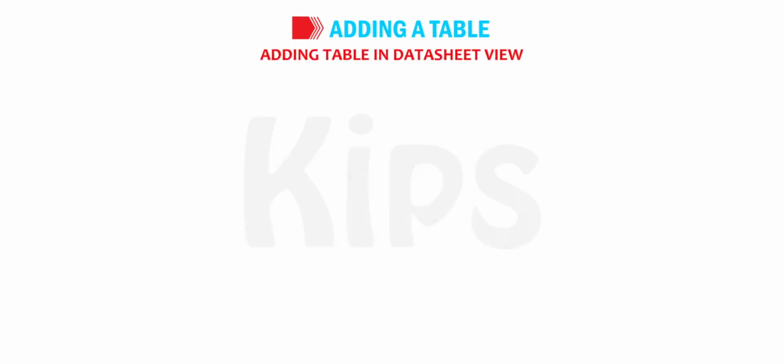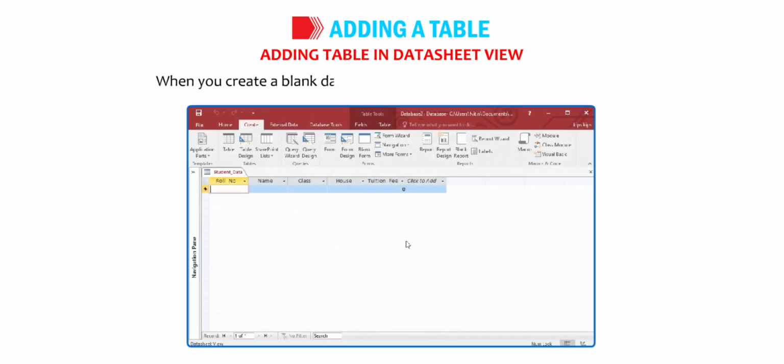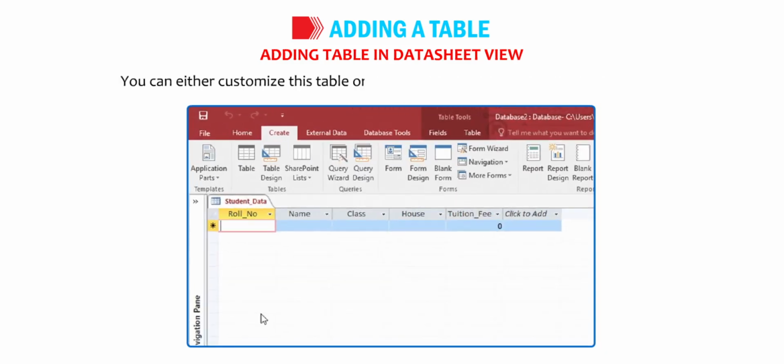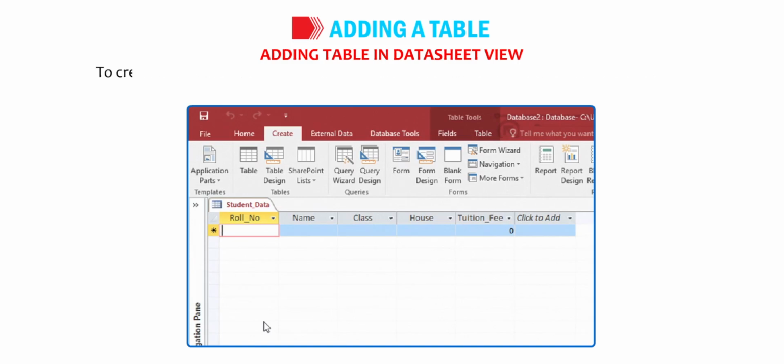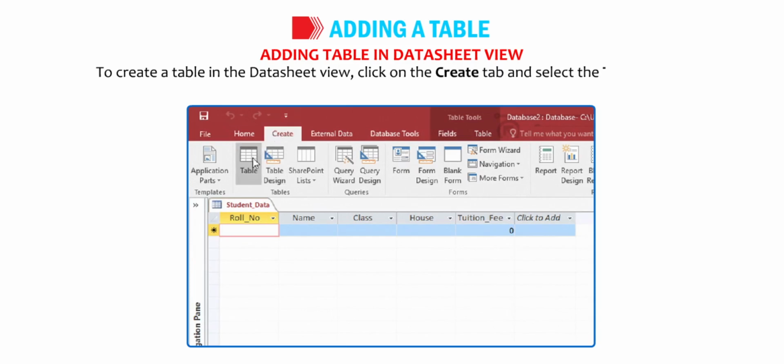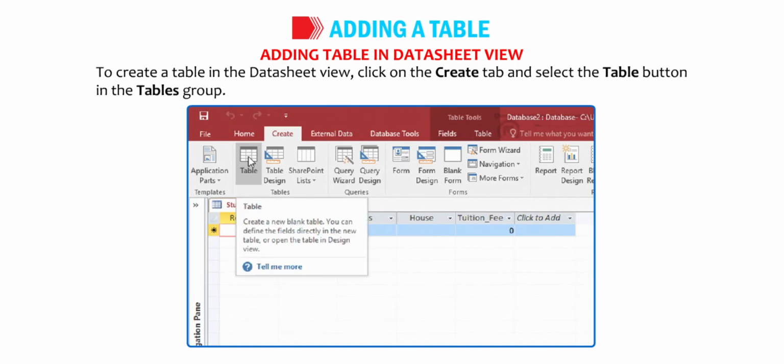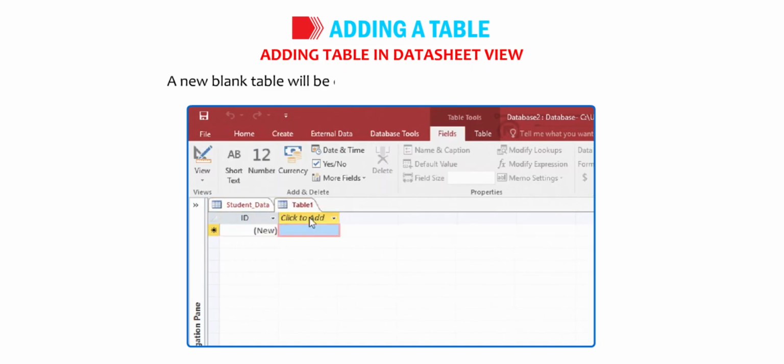Adding table in Datasheet view. When you create a blank database, Access creates a table automatically. You can either customize this table or create another table by using the Create tab. To create a table in the Datasheet view, click on the Create tab and select the Table button in the Tables group. A new blank table will be created and opened in the Datasheet view.